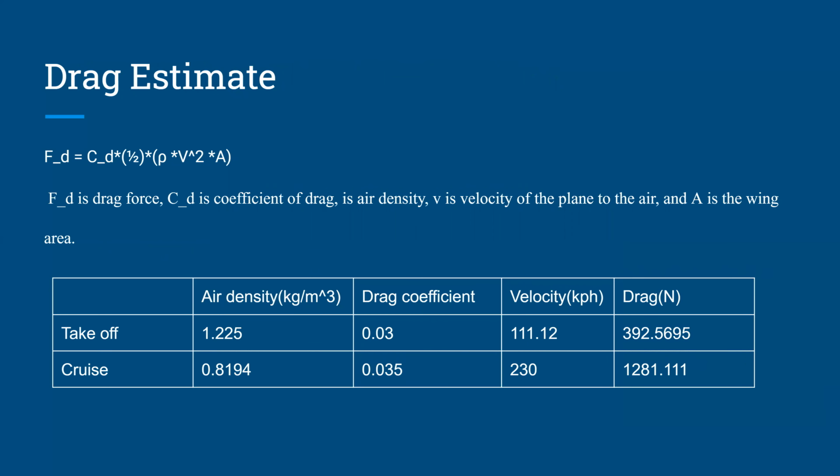Based on the information we got from previous steps, we find the coefficient of drag at an angle of attack of 7.5 degrees is 0.03 at takeoff, and the coefficient of drag at an angle of attack of 3.5 degrees is 0.035 at cruising. Following this drag formula, we can find our drag force at takeoff is almost 400 Newton. When it is cruising, the drag force should be around 1,300 Newton.